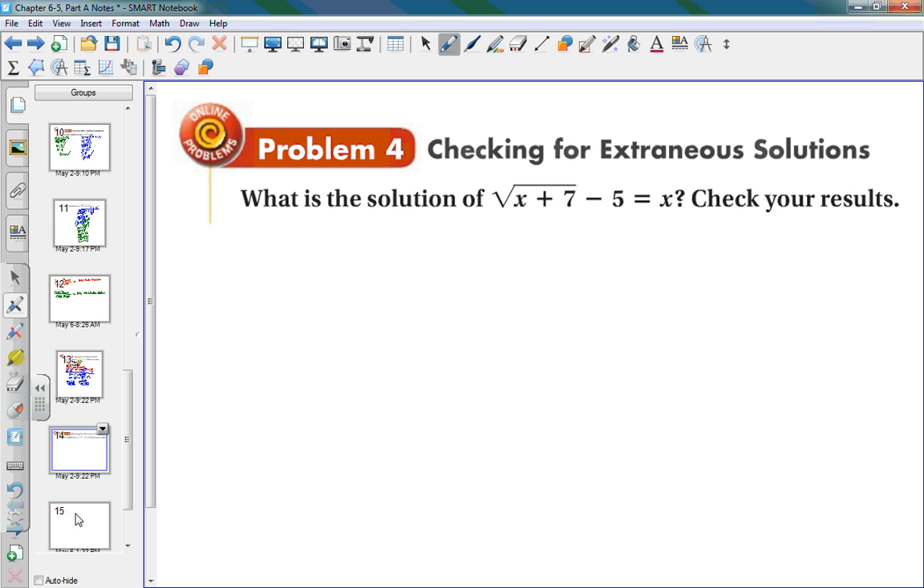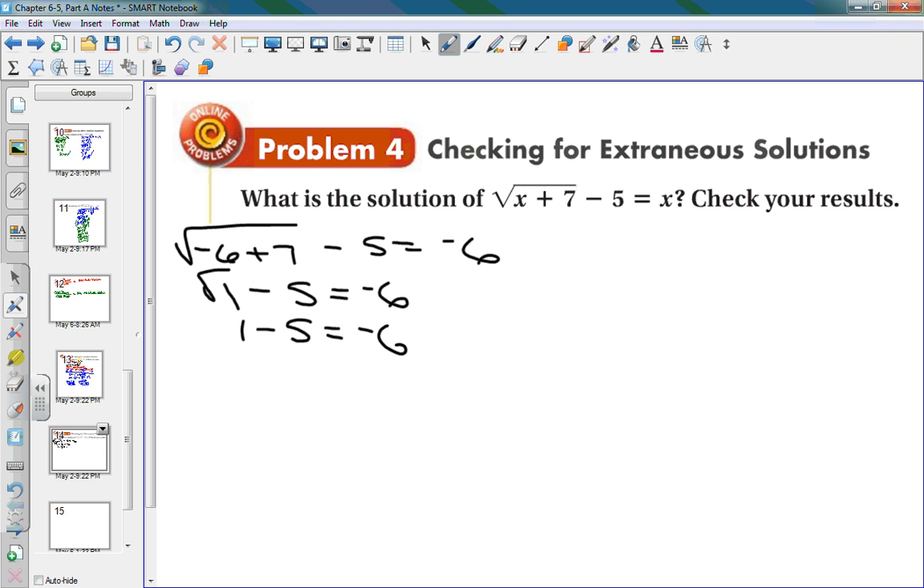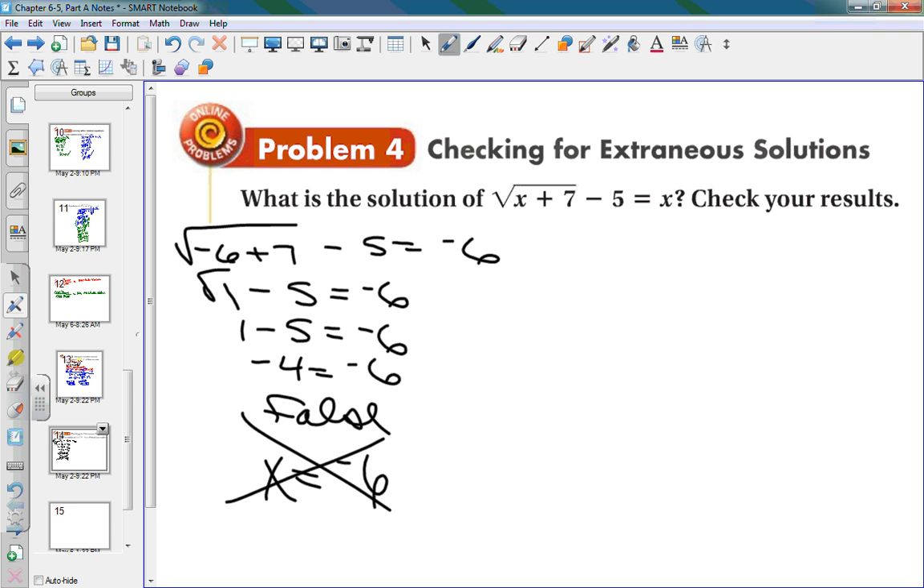So I'm going to plug in negative 6. What's negative 6 plus 7? 1. The square root of 1 is? 1 minus 5 is? Negative 4. Does negative 4 equal negative 6? No, that's a false statement. So since that's a false statement, x equals negative 6 is not a solution. Do we understand that? That's your extraneous solution there.